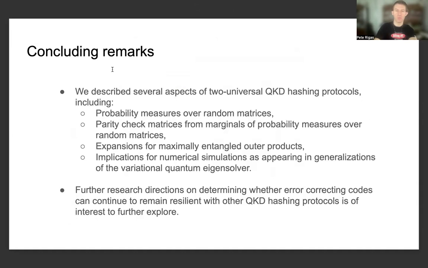So concluding remarks is that we described several aspects of two universal QKD hashing protocols, including, again, like we've been describing and reiterating, probability measures supported over random matrices, parity check matrices for marginals of probability measures supported over random matrices, as well as expansions for maximally entangled outer products, which has implications like I've been describing in closing out this overview part of the presentation of the series, implications for numerical simulations as appearing in generalizations of the variational quantum eigensolver, and further research directions on determining whether error correcting protocols can continue to remain resilient with other QKD hashing protocols is of interest to further explore.